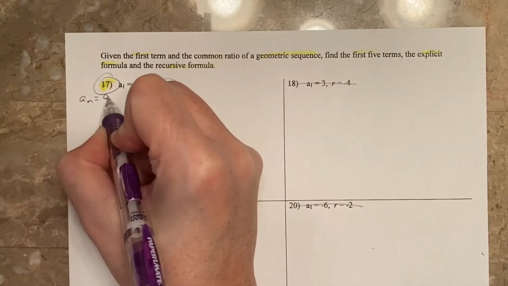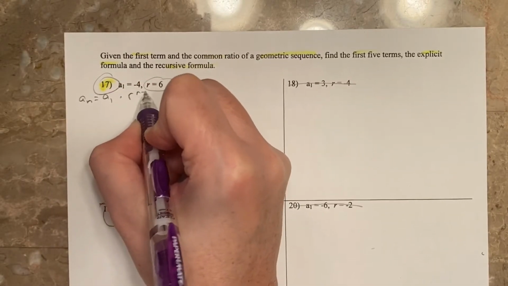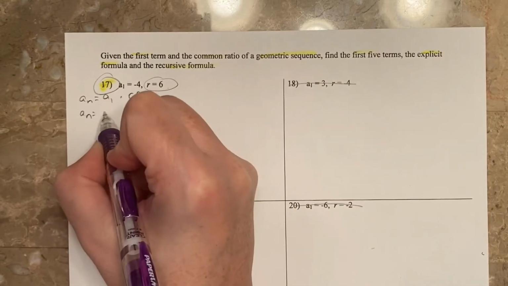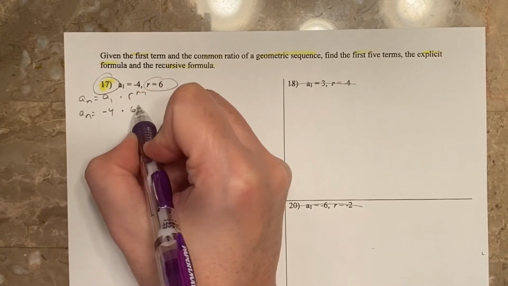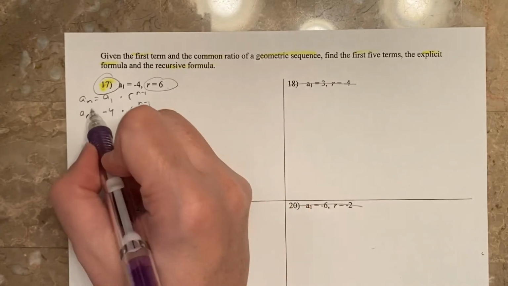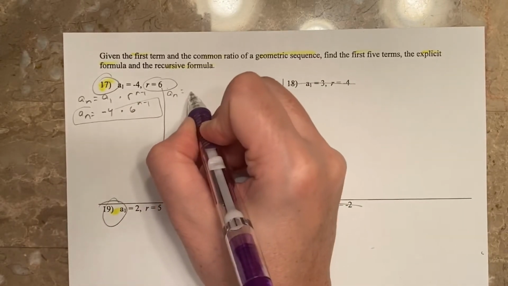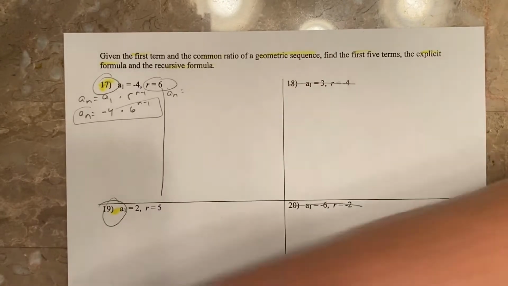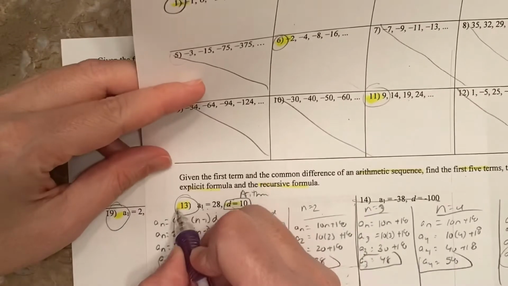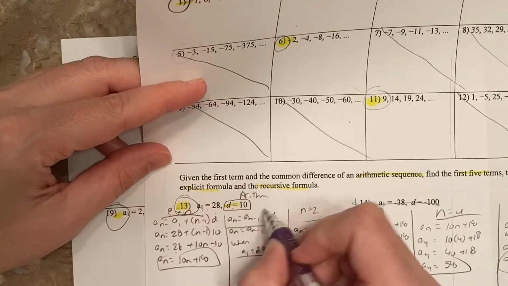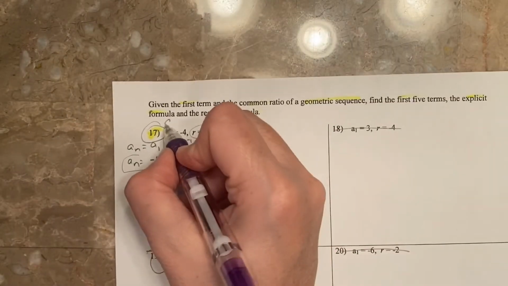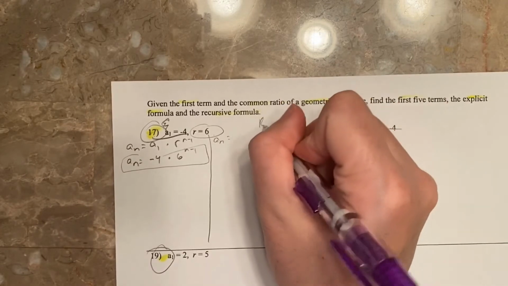A sub n equals a sub 1 times r to the n minus 1. So a sub 1 is negative 4 times 6 to the n minus 1. And that is it. Now let's do our recursive. I wonder if I should have labeled these for you guys. Maybe I should have labeled it. Explicit, recursive. This is your explicit. And now let's do your recursive.